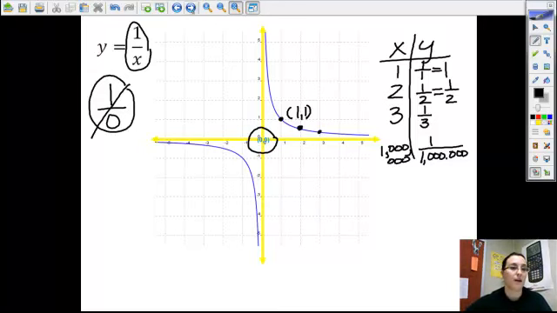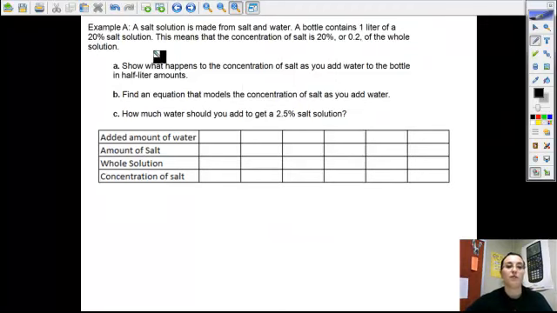And now we're going to talk about example A. So example A is a real-world situation with rational functions. And if I look over at our learning targets, I see that learning target 5 is to model real-world data with rational functions. So we're going to have to do some work with this. This is just an introduction, so don't worry if you're still a little bit unsure about it. We're just going to keep practicing.